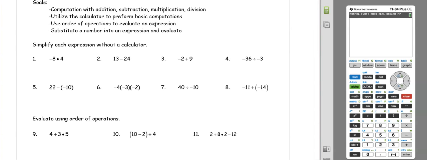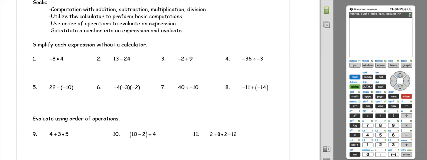This video is a review of topics from days 1 through 3. So we are going to do computation with addition, subtraction, multiplication, and division, utilize the calculator to perform basic computations, use order of operations to evaluate an expression, and substitute a number into an expression and evaluate. So in our first part, we are going to simplify each expression without using a calculator.